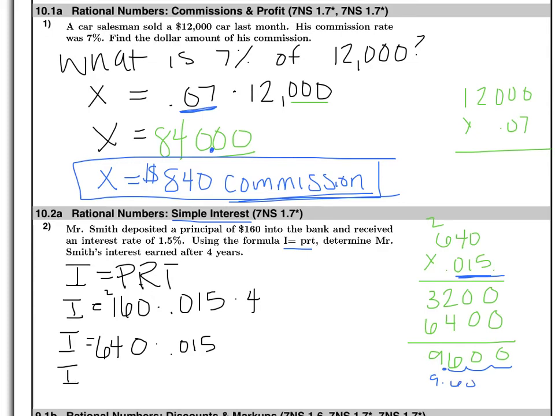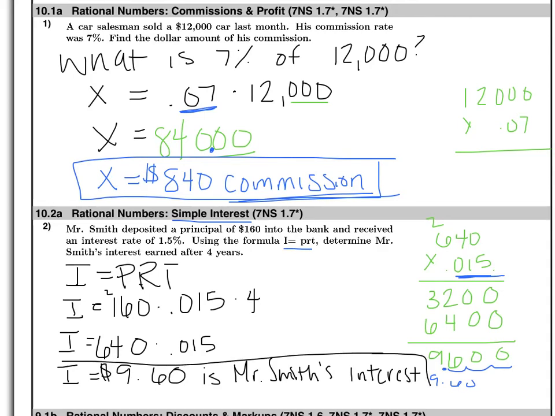So interest is equal to 9.60. So that means he made $9.60 for his interest. Okay, $9.60 is Mr. Smith's interest. And I'm going to box my answer. Okay, now let's move on and take a look at number 3.